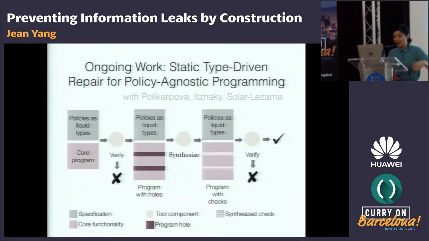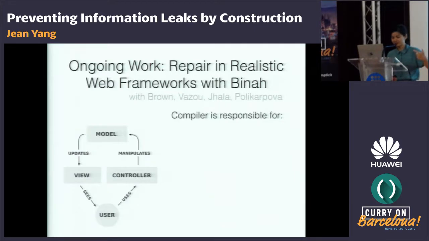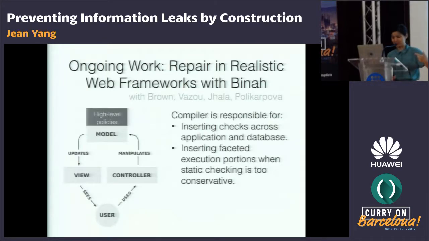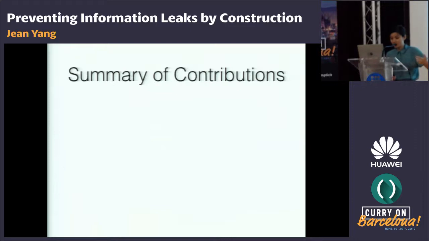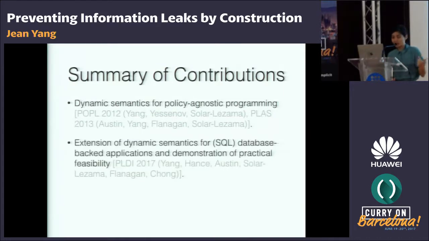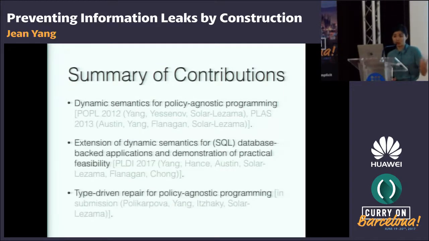And so what we have now is this procedure that is taking a program where each policy is specified once as a refinement type, and the compiler is figuring out where to insert checks and what checks to insert. And we're currently working on building a web framework based on this. And so a summary of our contributions is we've developed a dynamic semantics for policy-agnostic programming, we've extended this to database-backed applications, and we've been working on static type-driven repair to support this approach.